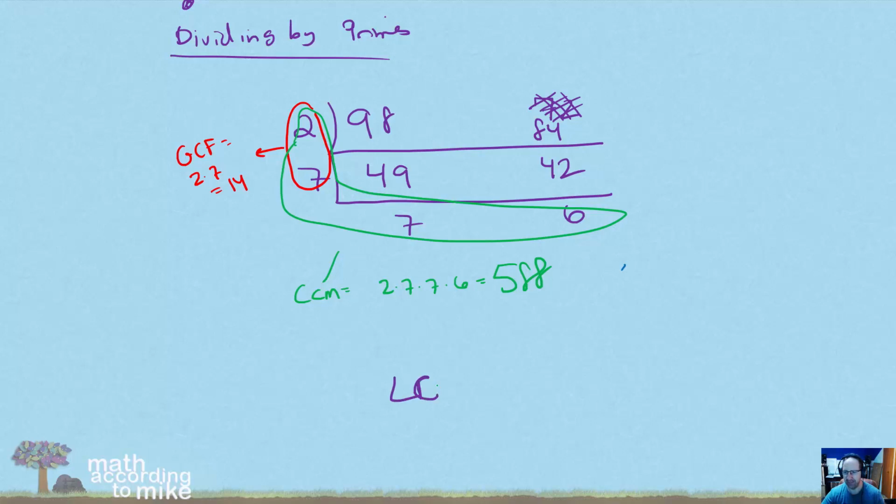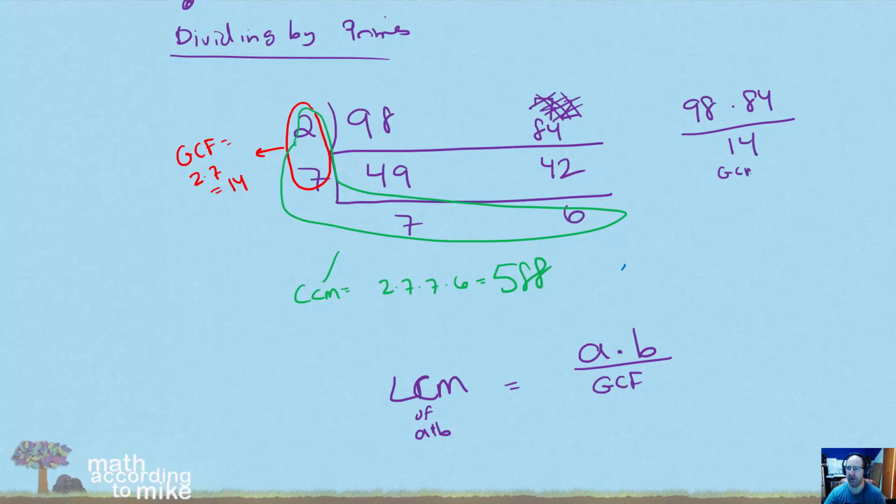The other way to find the LCM of two numbers, A and B, is you would take the product of the two numbers, A times B, and divide it by the GCF. So for example, if we took 98 times 84, and divided it by 14, the GCF, that should give us the LCM, which we just found to be 588. That one's not too bad. It's just one more thing to memorize if you want to do it that way.